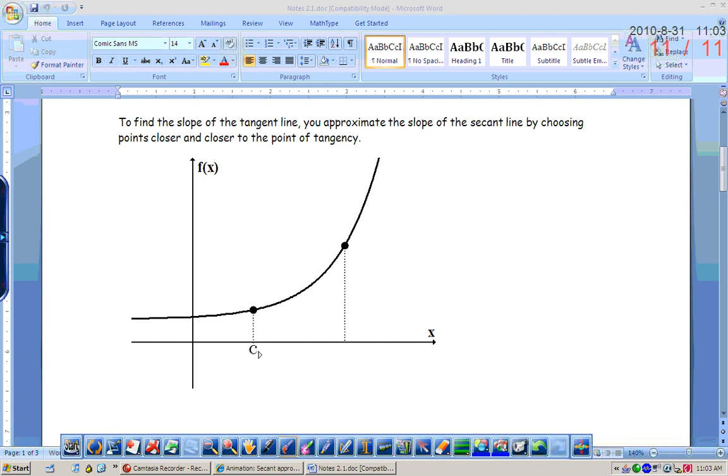All right, so I'm eventually going to try and find the slope of the tangent line at x equals c. But I'm going to have to use a second point. So I'm going to call this c plus delta x. And the reason I'm using delta x is that's just change in x. So I've gone away from c, some change in x value.